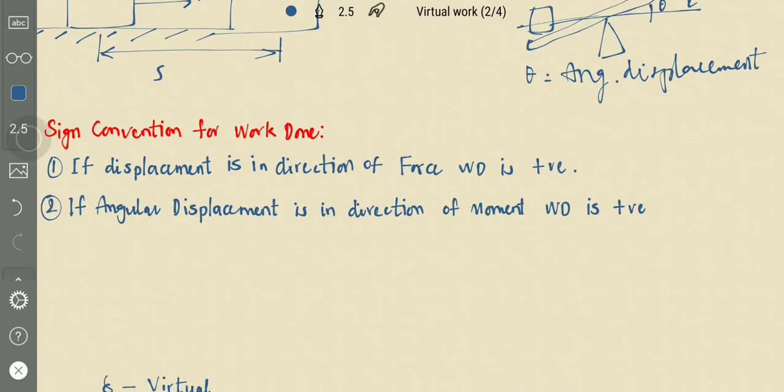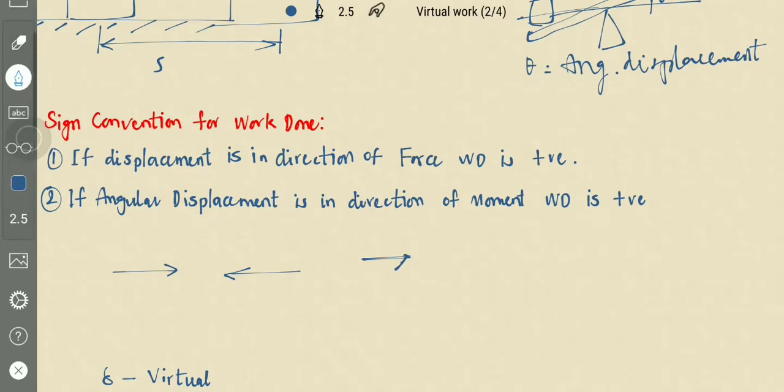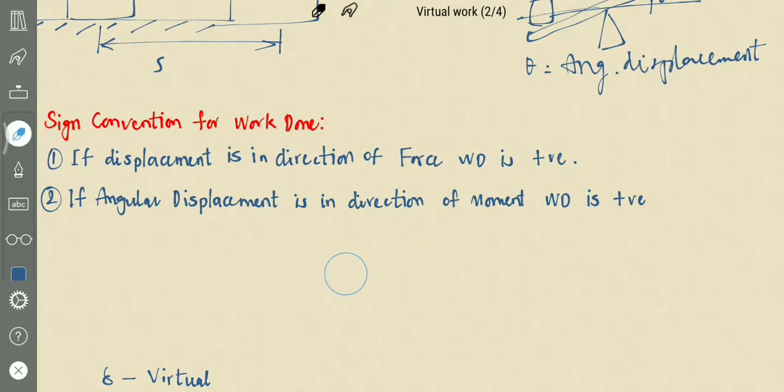So while solving problems, we need to follow a certain sign convention for work done. Many books use different sign conventions, such as the right side being taken as positive and the left side as negative, and some others say that if the motion is in the direction of force, then the work done should be taken as positive. Many sign conventions are referred to by different textbooks. Let us follow a sign convention like this, which will be easy for us to remember and simplify.